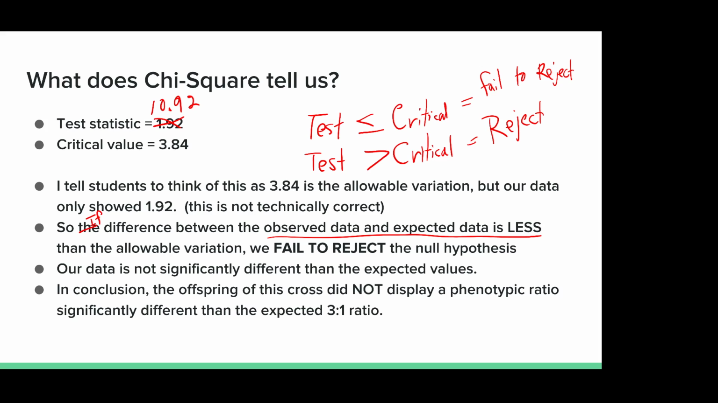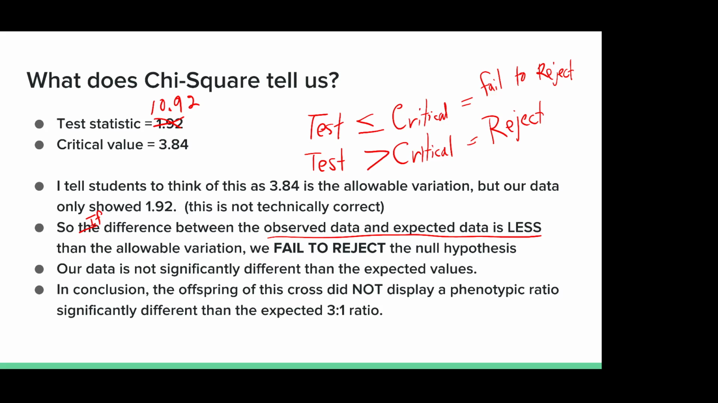Number two, I'm only doing one side of it. I apologize. In conclusion, the offspring of this cross did not display a phenotypic ratio significantly different than the expected 3-to-1 ratio. So in other words, the results of this cross were consistent with the patterns of Mendelian inheritance.